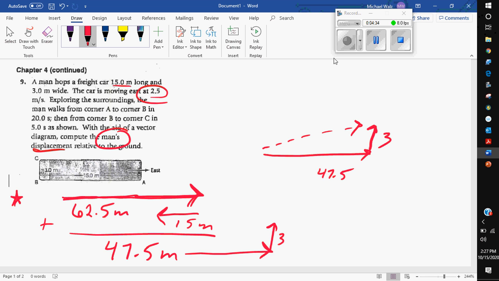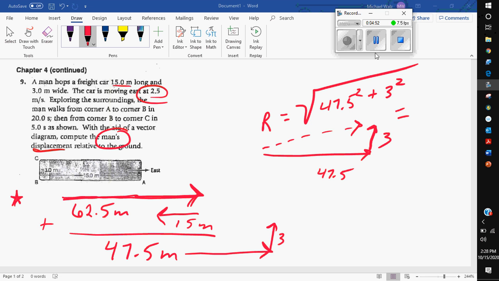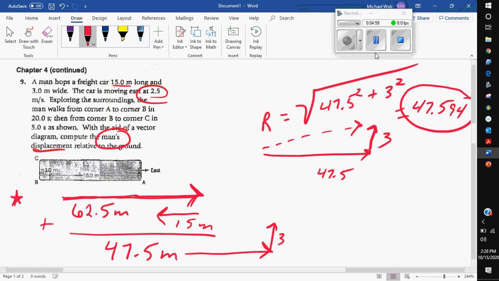Our resultant is going to be equal to the square root, because it's a squared plus b squared equals c squared. You guys are familiar with that, right? So 47.5 squared plus 3 squared, the square root of that is going to be our answer. So 47.594 is the resultant.